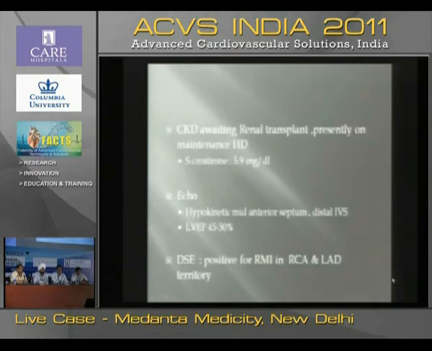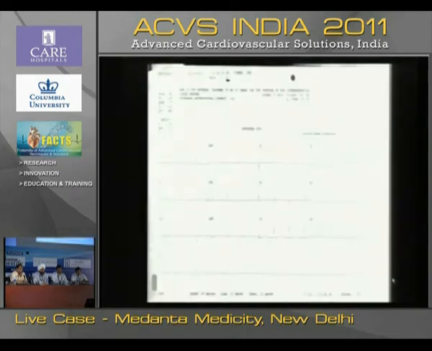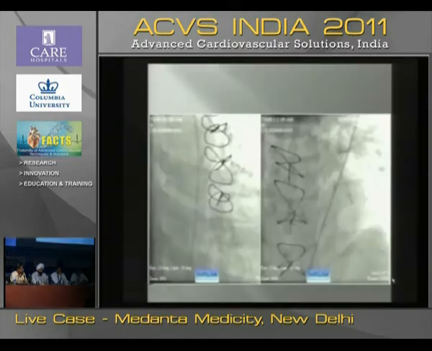Next, please. And the most intriguing aspect in this case is that he is also a CKD who is awaiting a renal transplant. Now the situation is that his echo is 45-50%, his DSE is positive, and that is why he was brought to us for an angiogram. Next, please. His ECG is more or less okay, minor Q waves in V1, V2, and V3. Next. And here is the angiogram.